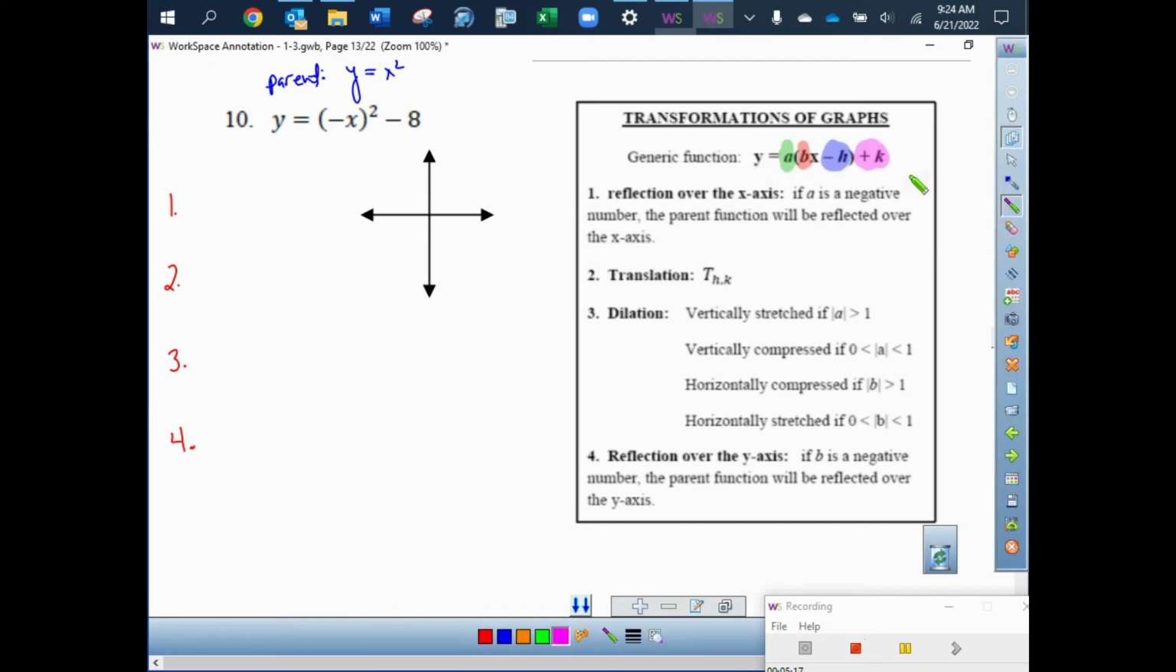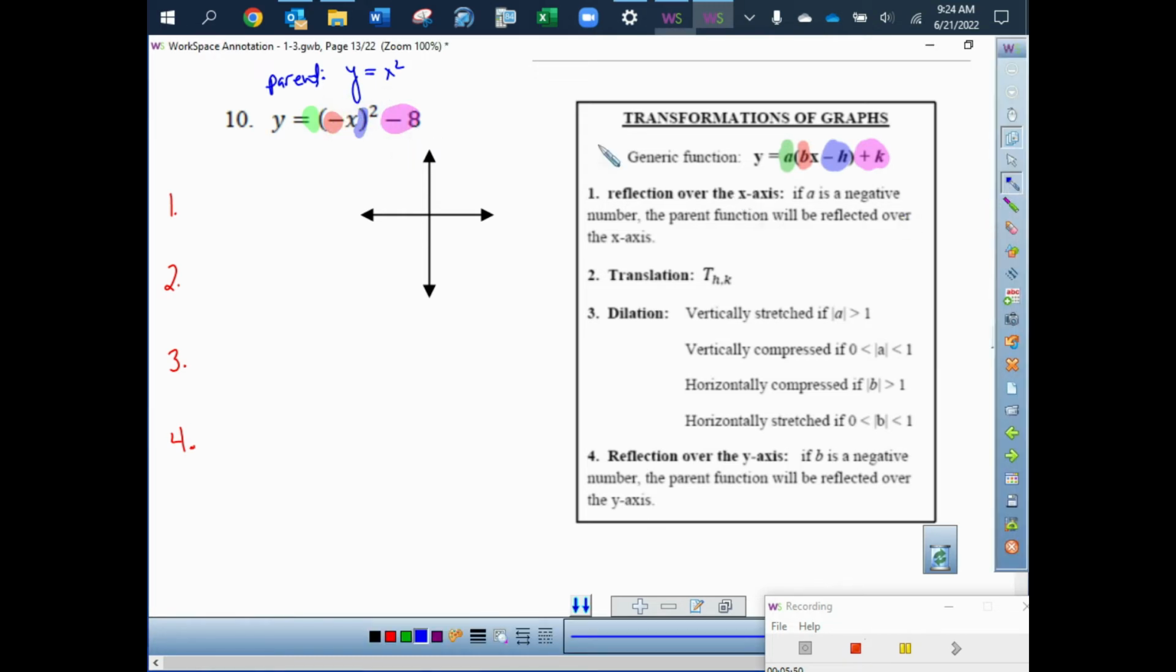Let's find our 4 major players of A, B, H, and K. A is the number outside the grouping symbols, right in front. B is the number inside the grouping symbols, right in front of x, so that's this -1 right here. H is the number being added or subtracted inside the group, and look, there's nothing being added or subtracted. And K is the number outside the grouping symbols being added or subtracted. So here's A, here's B, here's H, and here's K.